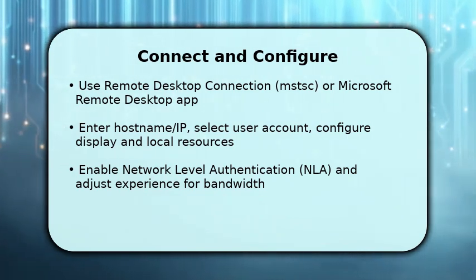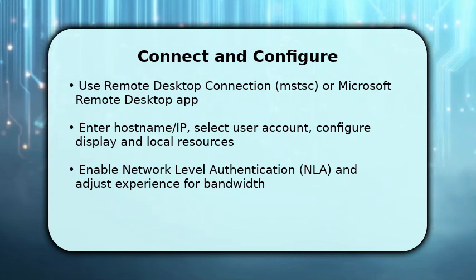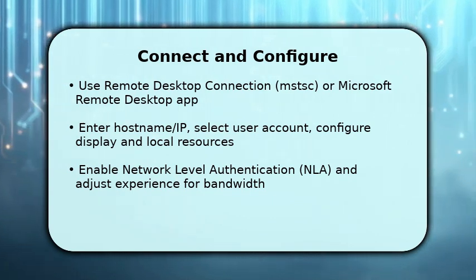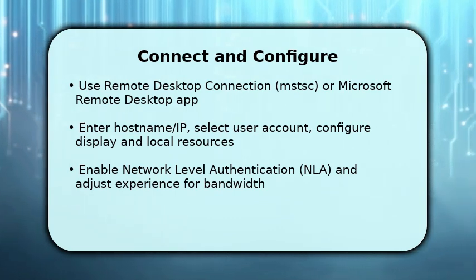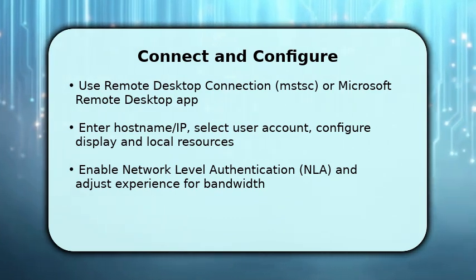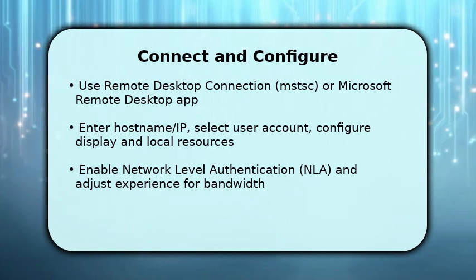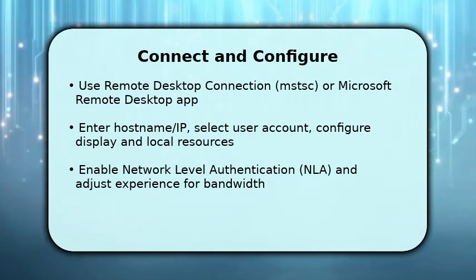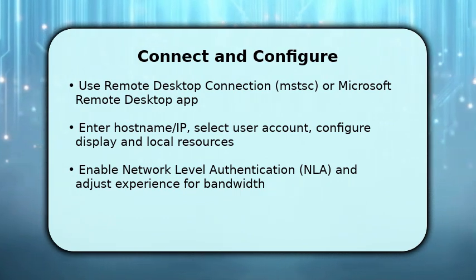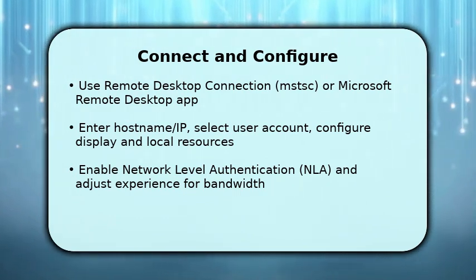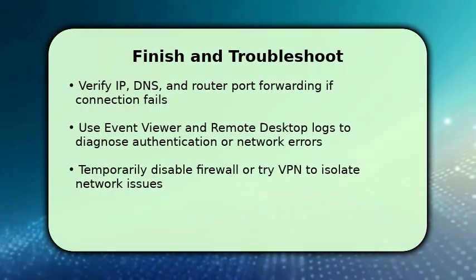Before connecting, expand display and local resources to share clipboard, drives, or printers. Make sure network-level authentication is enabled for security, and under Experience, choose settings that match your bandwidth so audio and display are smooth. Then click Connect and accept the remote certificate if it's expected. Once you finish, lock or log out as needed and close the session cleanly.